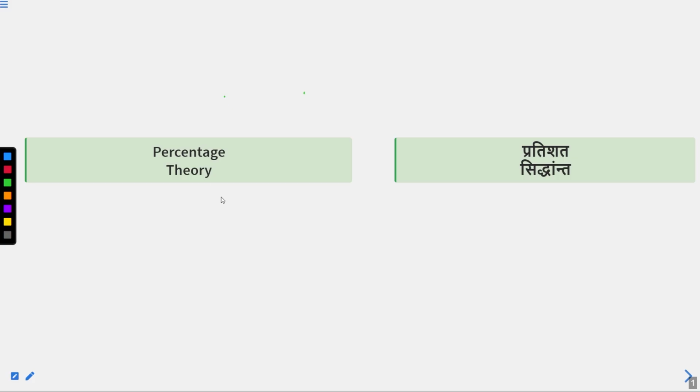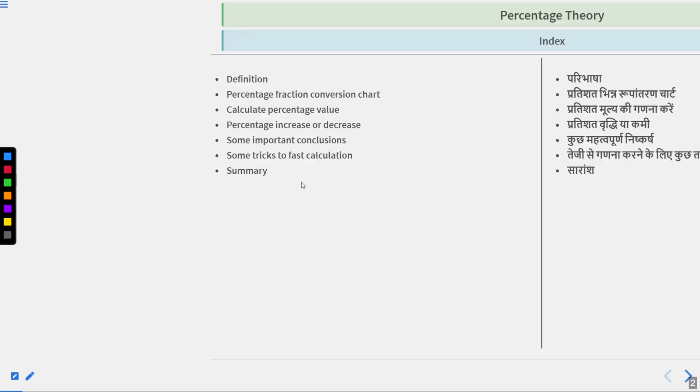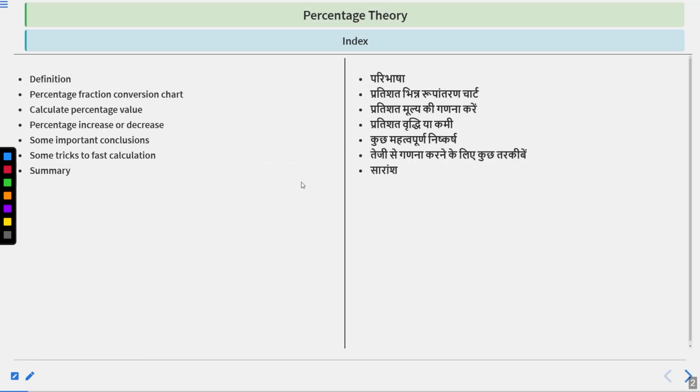Hello students, our topic today is percentage theory. We will discuss the concept of percentage. Now we will see the index of what we discuss in today's class. First is the definition. We will discuss the definition, the percentage-fraction conversion chart, calculating percentage values, percentage increase and decrease, some important conclusions, some tricks for fast calculation, and then we move to the summary.